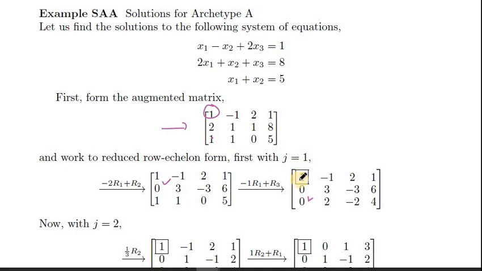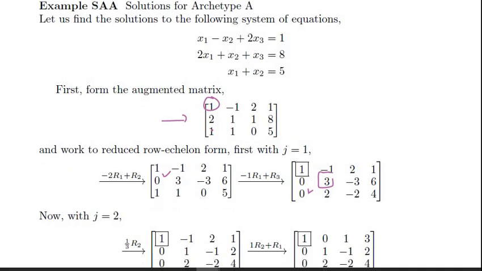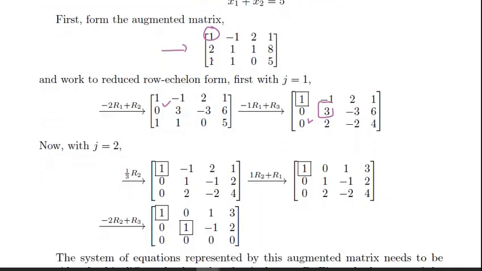All right, let's go and create my next leading one. Where can my next leading one be? That's right here. Okay. We can simply multiply that row by 1/3, make it a 1. Then I want to zero out all of the entries below it.